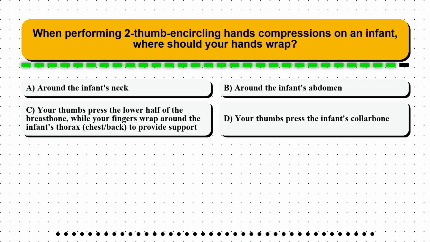Question 37. When performing 2 thumb encircling hands compressions on an infant, where should your hands wrap? Option A, around the infant's neck. Option B, around the infant's abdomen. Option C, your thumbs press the lower half of the breastbone, while your fingers wrap around the infant's thorax, chest and back, to provide support. Option D, your thumbs press the infant's collarbone.